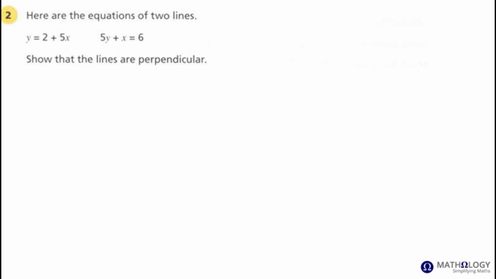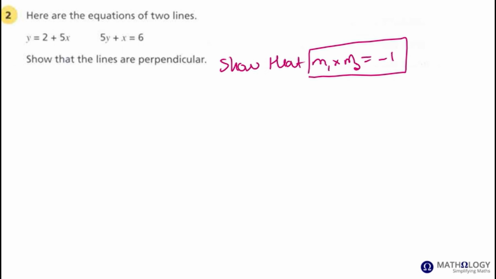Okay, question 2. We're given two lines, y equals 2 plus 5x and 5y plus x equals 6. We're required to show that the lines are perpendicular. In order to show that the lines are perpendicular, we need to show that gradient 1, the gradient of the first line, times gradient 2, the gradient of the second line, equals negative 1. This is the condition to show that lines are perpendicular. So the first thing we're going to do is take each of these lines and put them into standard form.